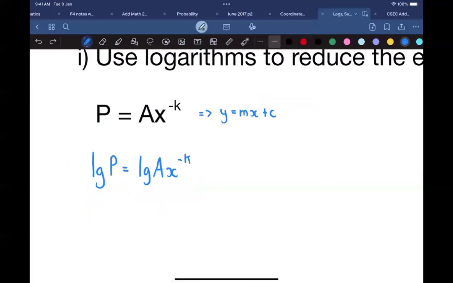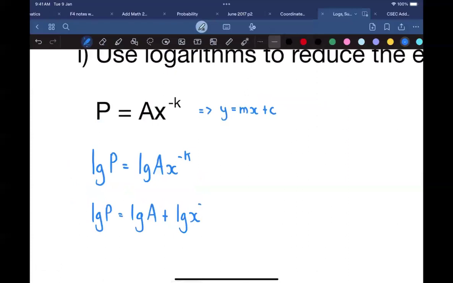So Kiara, tell me what to do next. I just write things real long, so I don't know if some of my steps are unnecessary. So it will be log P equals log A plus log x to the power of minus k. Kiara, I would say no step is unnecessary. I don't believe in leaving out steps.